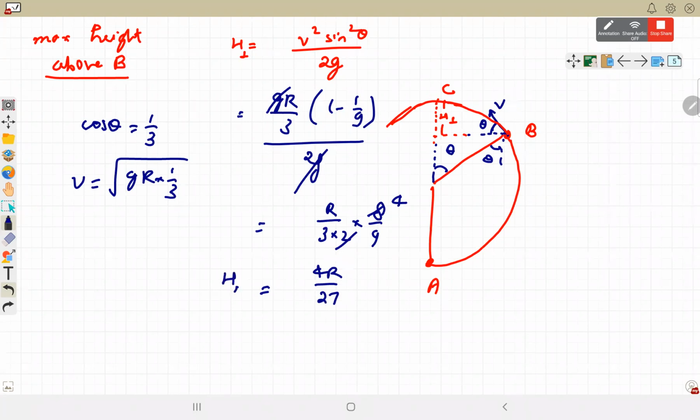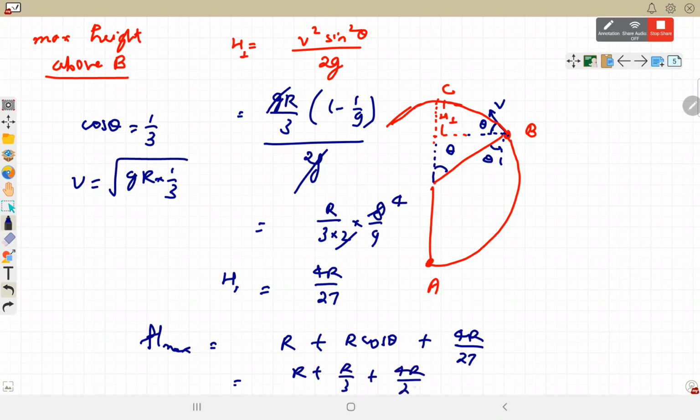Please check. The total maximum height above the point of projection was r plus r cos theta. ये तो point B तक था और उसके बाद हमने ऊपर का ये ऐड कर लिया. So that is 4r by 27. r plus r by 3 plus 4r by 27. Whatever answer we'll put it here.